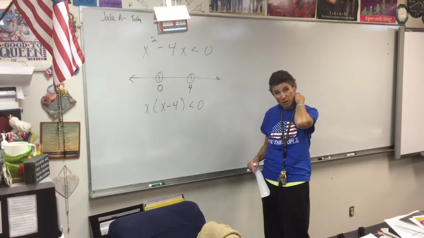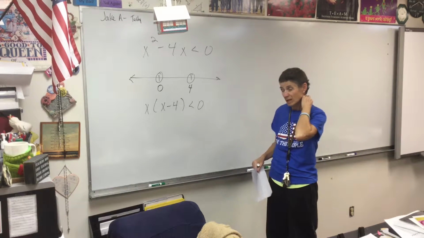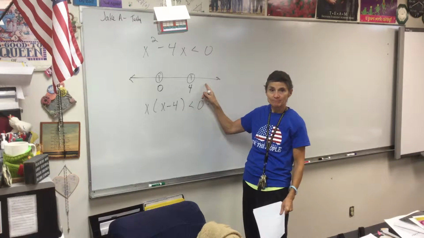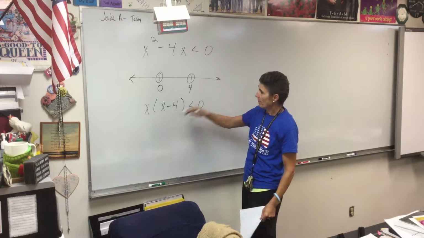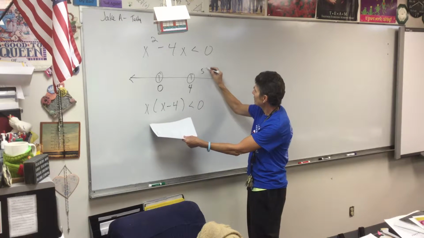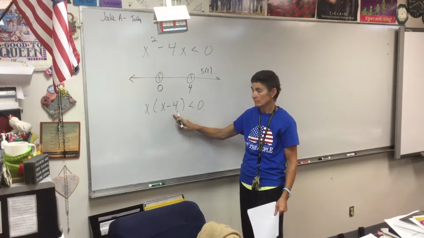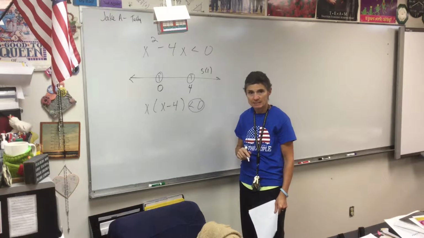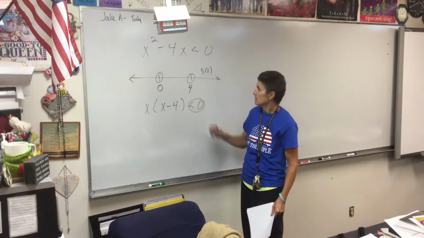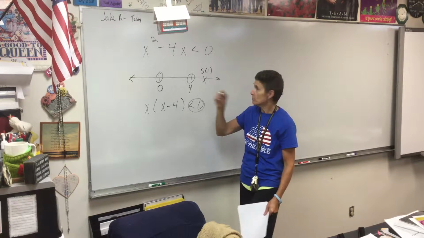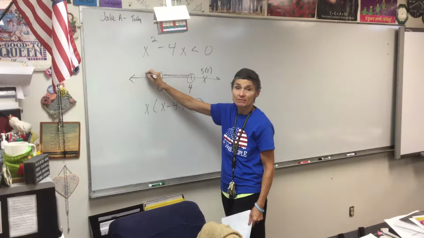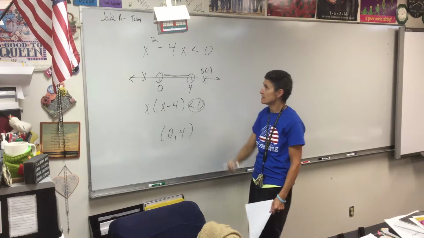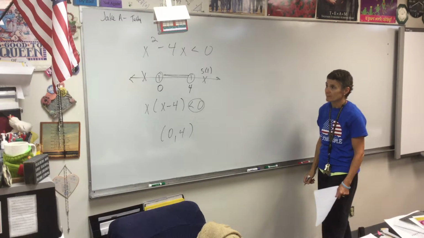Now I'm going to pick any number I want. Oh, I might try 5. And I'm going to put 5 in. Now 5's right here. So I put 5 in, and I would get 5 times 1. Is 5 times 1 less than 0? No. So this doesn't work, which means this does and this doesn't. So my answer is everything between 0 and 4.